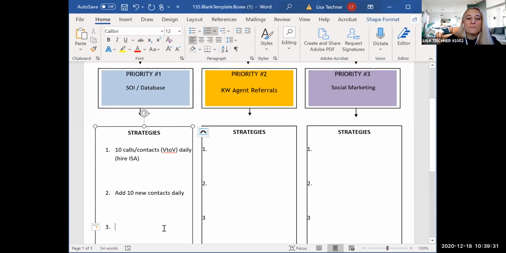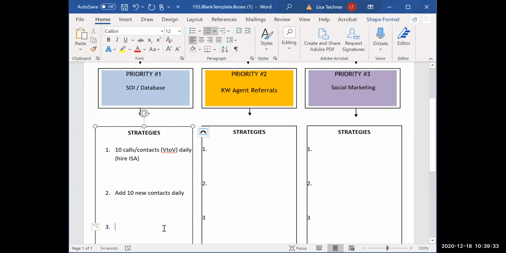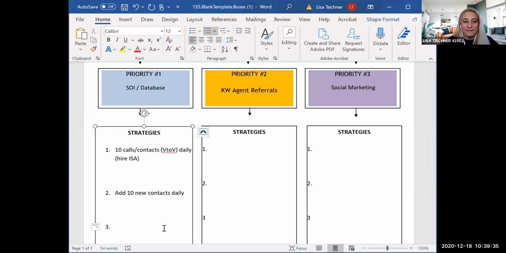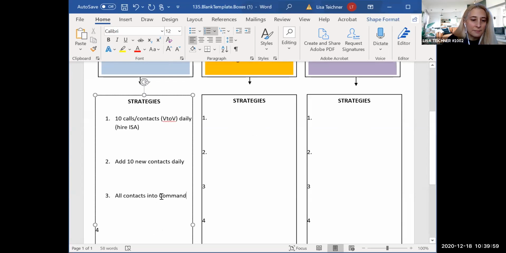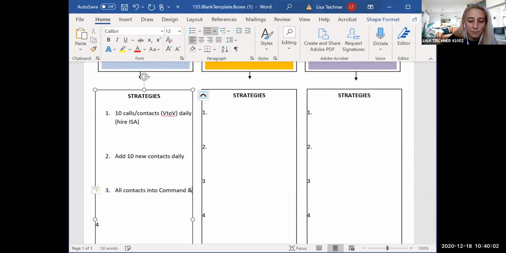So, exactly. What I would put in here, if you don't have it, which would probably be your first thing, is get all your people transferred into Command and get them on a smart plan, a follow-up system of some kind. So I'm just going to put, all contacts into Command. And then I'm going to put, and on smart plans. I'm just going to make it one.